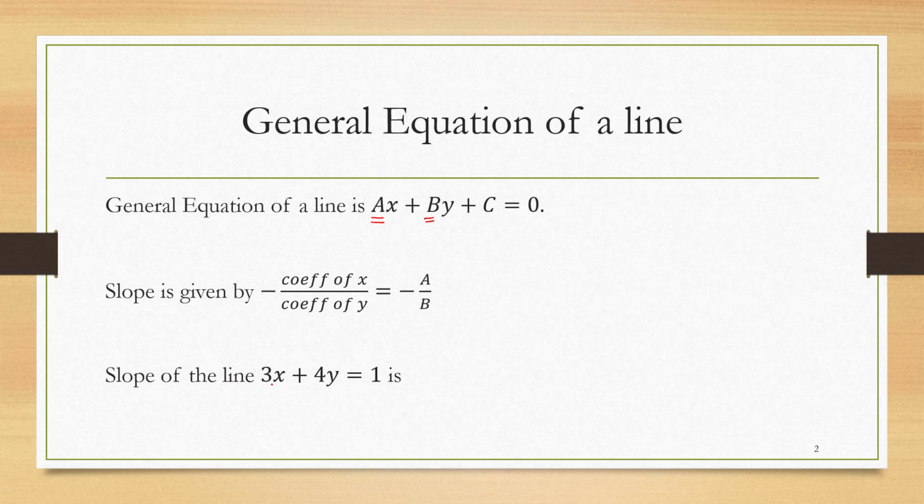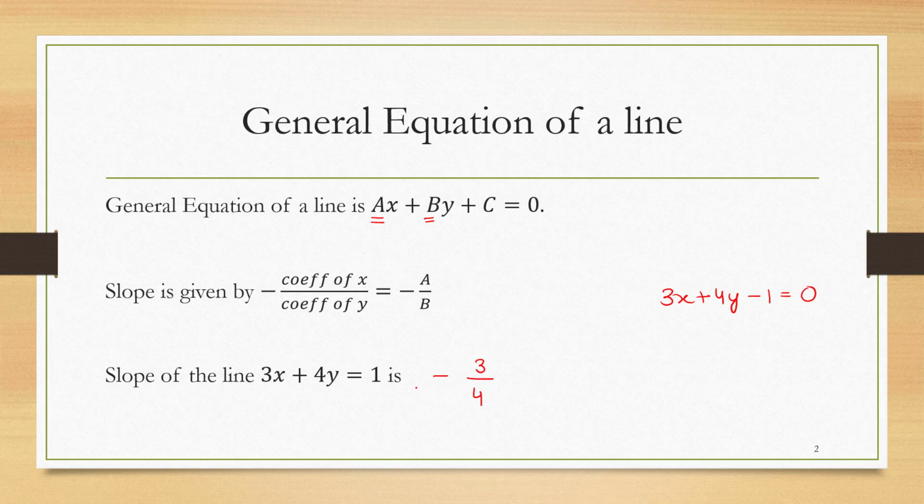Now notice that this line 3x plus 4y equal to 1 is not in the standard form. In the standard form, we need 0 on the right, nothing else. So first of all, we will convert it into the standard form. That is, we will get 3x plus 4y minus 1 equal to 0. Then slope is given by minus coefficient of x upon coefficient of y, that is minus 3 upon 4.